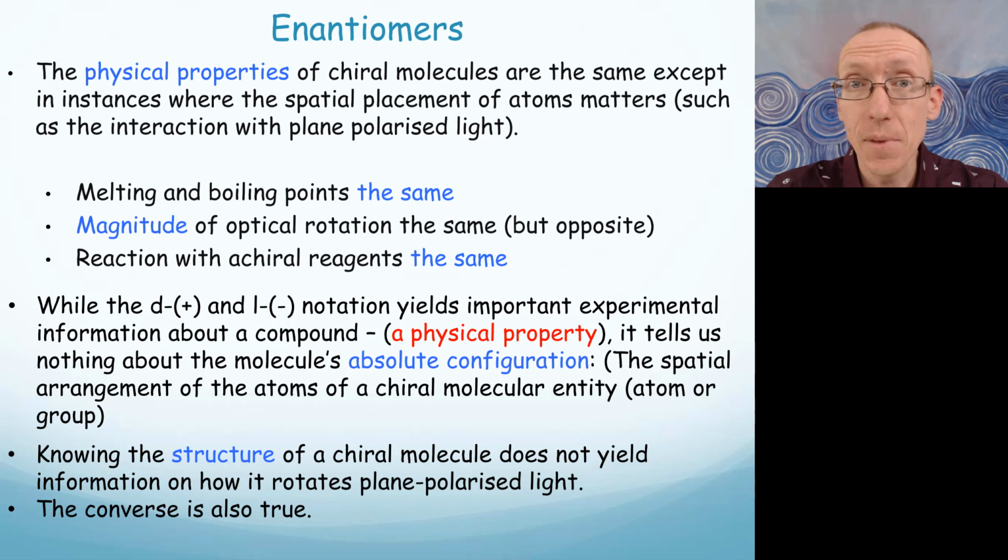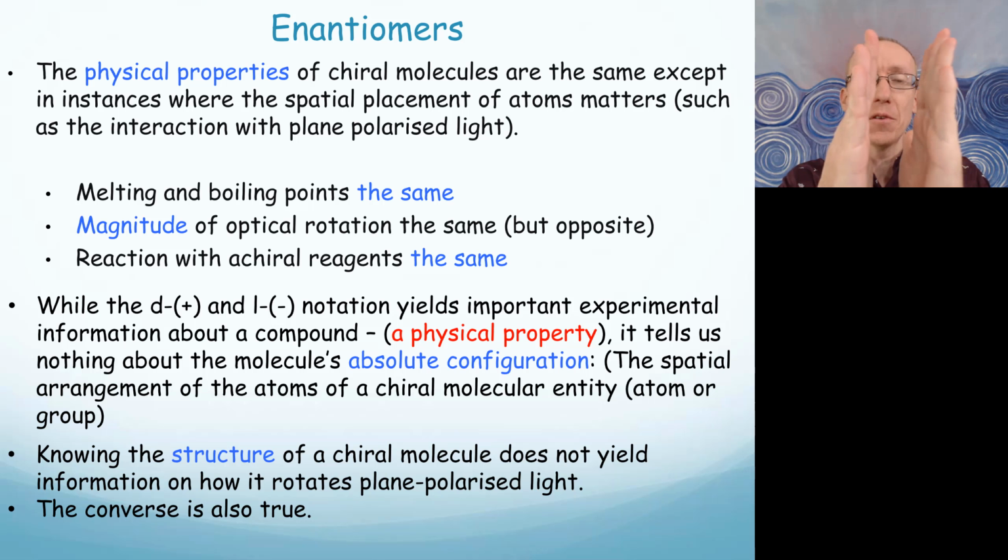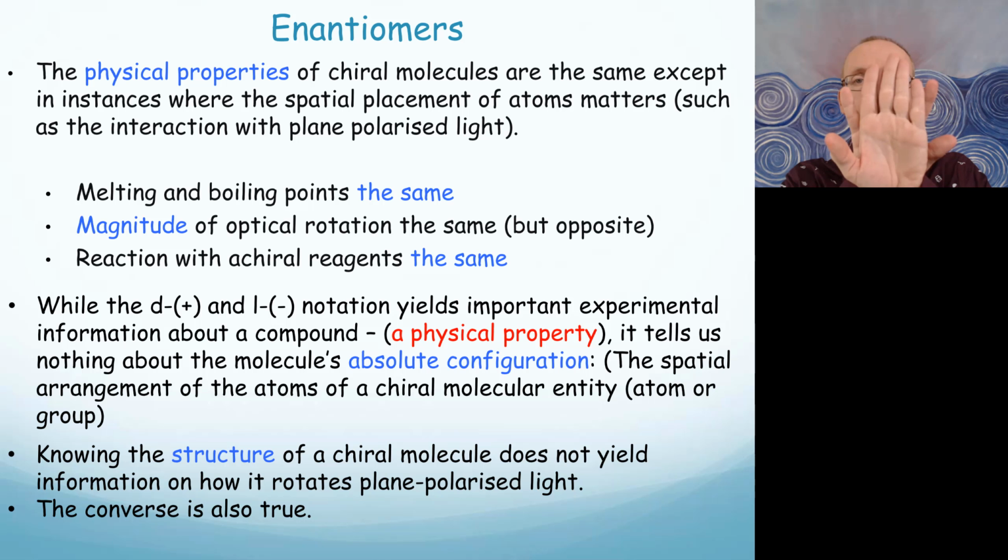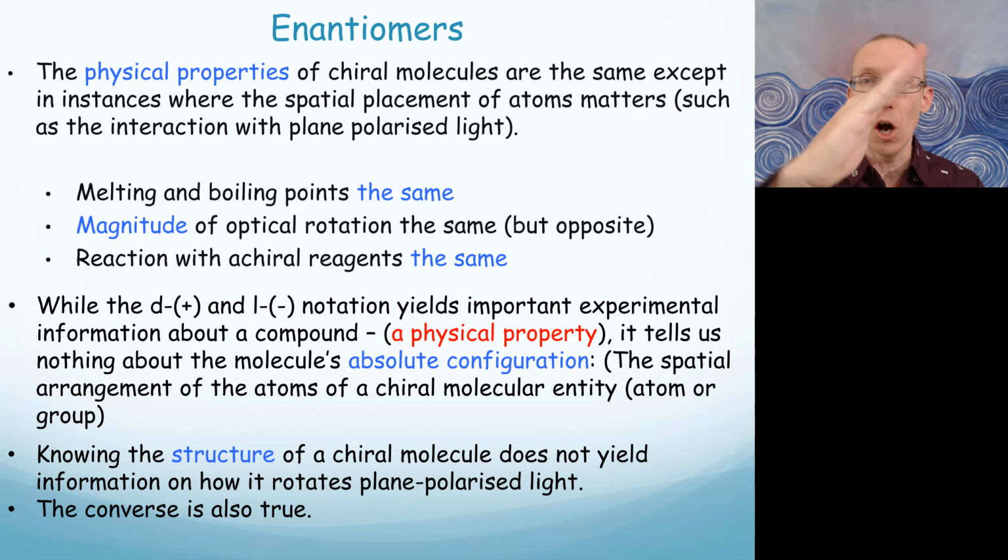Okay, so enantiomers are chiral molecules where one enantiomer is the mirror image of the other and they're not superposable, like your left and your right hand. Enantiomers, the physical properties, are the same in many situations. So the melting point is the same, the boiling point is the same for one enantiomer as the other. They rotate plane polarized light in opposite directions but equal magnitude.